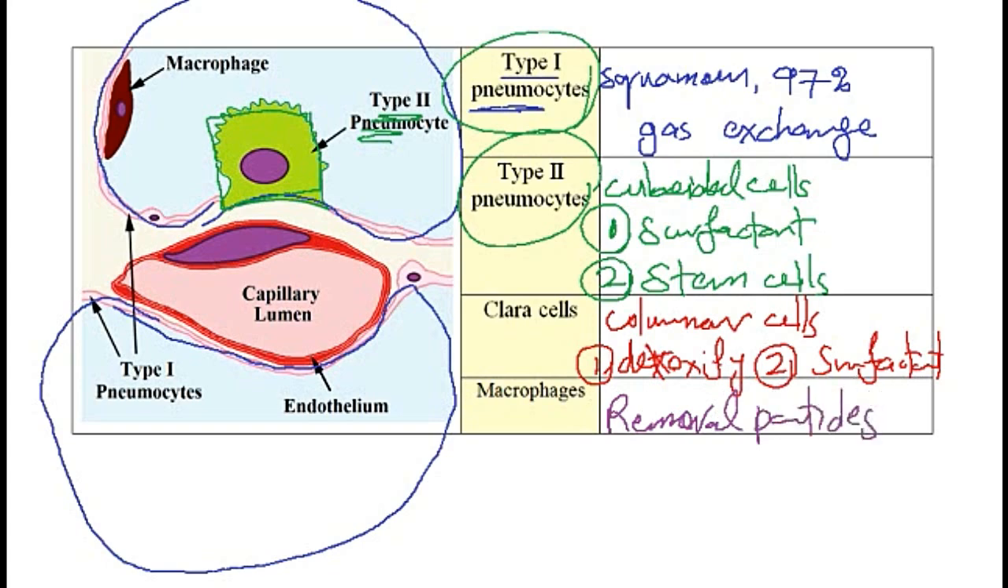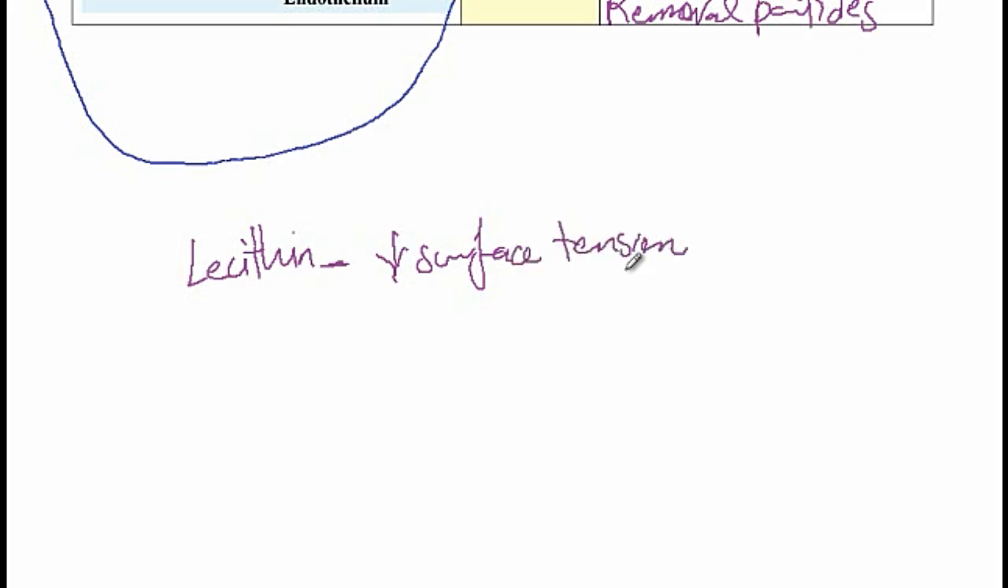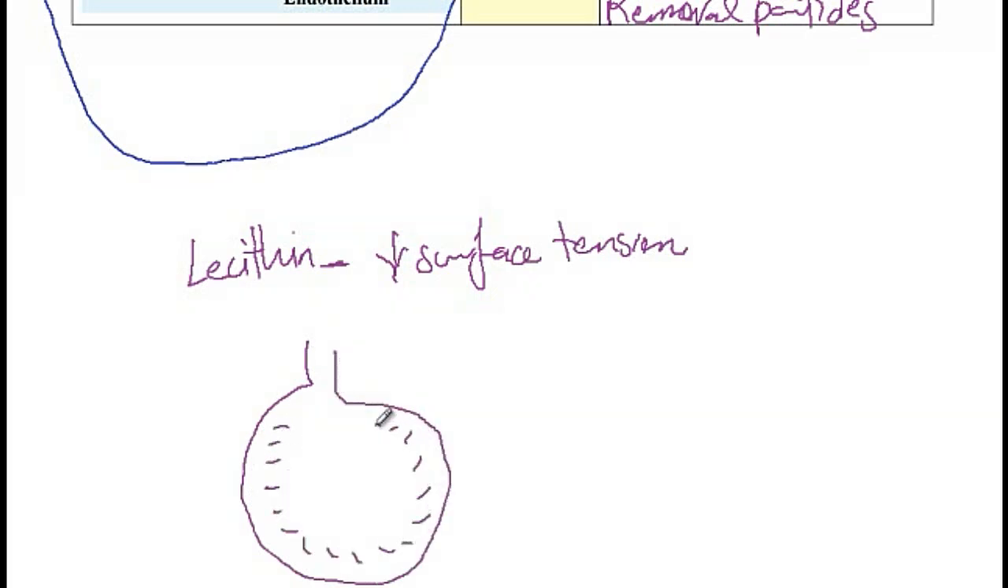Now I would like to go over the purpose of the production of surfactant. So surfactant is mainly composed of lecithin, which is a fatty substance that will decrease surface tension in the alveolar sac. So here if you have an alveoli and then we have the surfactant right here, by decreasing the surface tension, it prevents the collapse of the alveolar sacs.